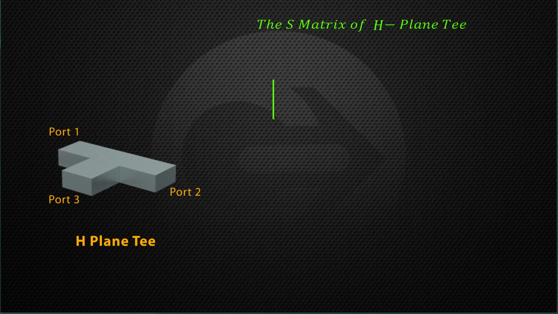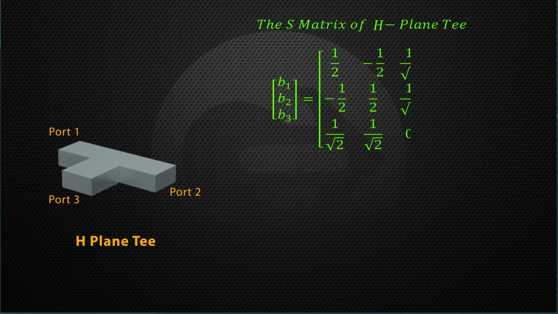The S matrix will be [B1, B2, B3] equal to: first row 1/2, minus 1/2, 1 by root 2. The second row will be minus 1/2, 1/2, 1 by root 2. Third row will be 1 by root 2, 1 by root 2, 0, multiplied by [A1, A2, A3].